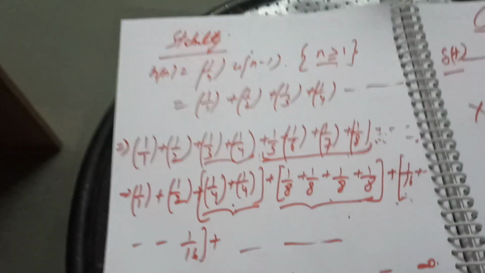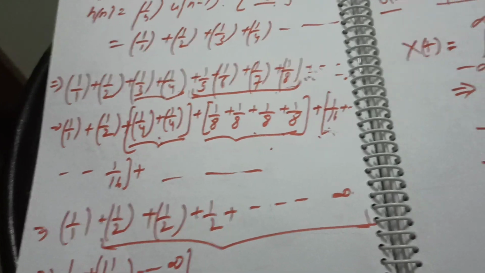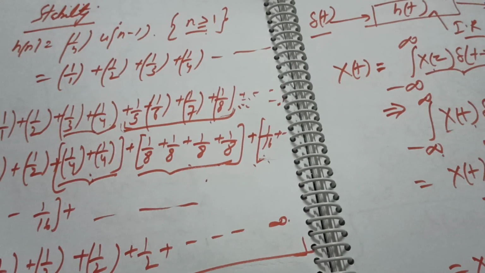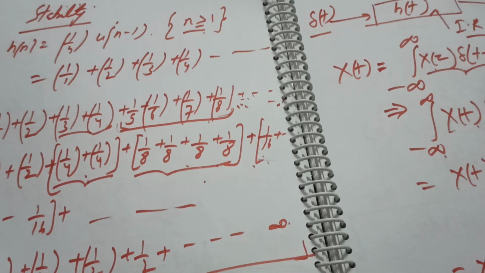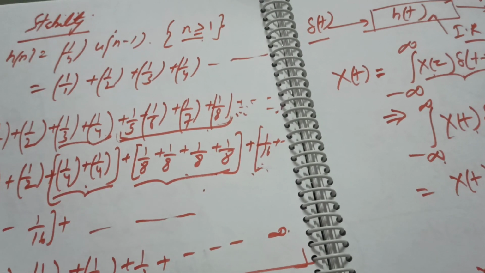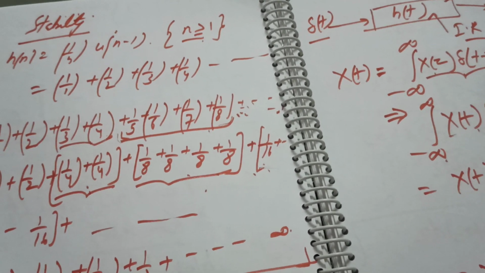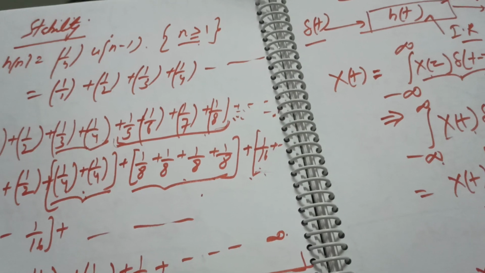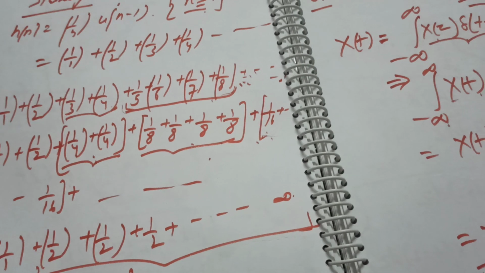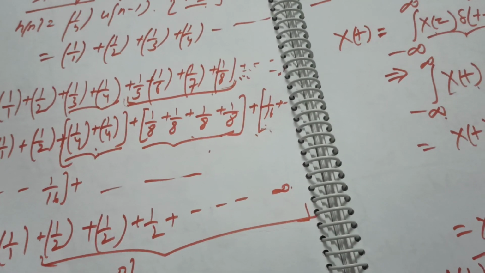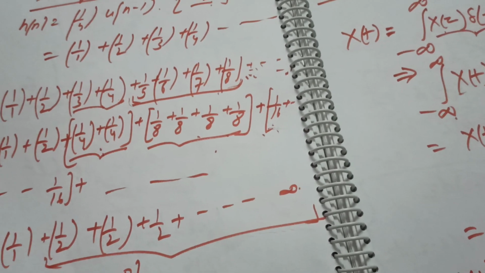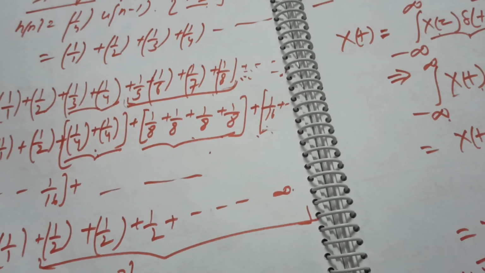Okay. Now we have to look at the stability. The stability is very important. Suppose h[n] is 1 upon n u[n minus 1]. Then we will expand the series and try to write it. Obviously it will vary from n equals 1. So it will be 1 upon 1 plus 1 upon 2 plus 1 upon 3 plus 1 by 4 and so on. The resulting sequence is 1 plus 1 by 2 plus 1 by 3 plus 1 by 4 plus 1 by 5 plus 1 by 6 plus 1 by 7 plus 1 by 8 and so on.